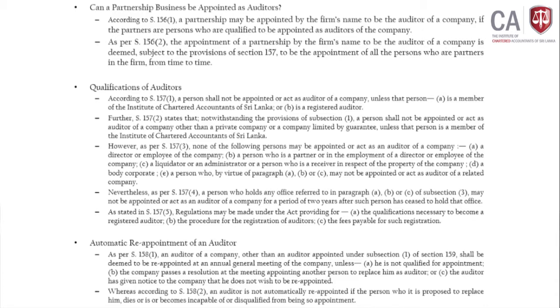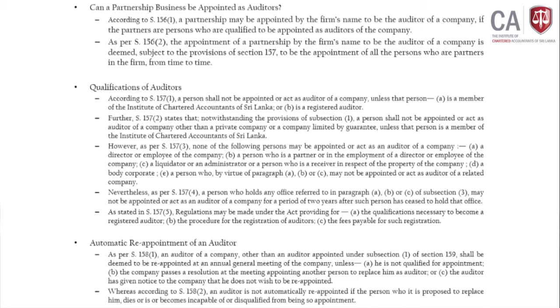Then let's look at the automatic reappointment of auditor. Now, when an auditor is appointed, he can hold office until the next AGM, and he can also be removed as an auditor, but he can also be reappointed as an auditor of the same company. As per section 158(1), an auditor of a company, other than an auditor appointed under subsection 1 of section 159, shall be deemed to be reappointed at an annual general meeting of the company. So the existing auditor can always be reappointed as the auditor for the subsequent year at the annual general meeting, unless he is not qualified for such appointment.